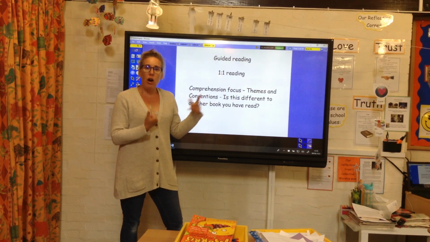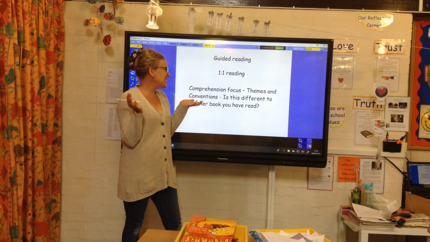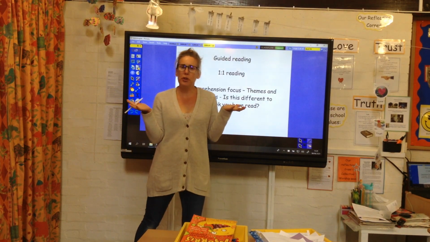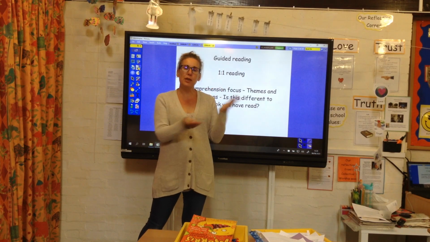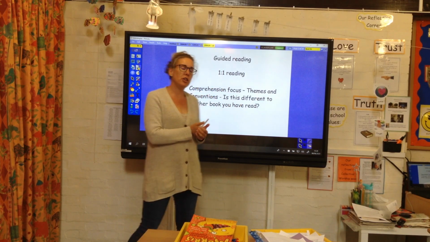Guided reading, still thinking about themes and conventions. So today our comprehension question is: is this different to another book you have read? So when you're reading the book today, think about how it's different from another story that you have read.